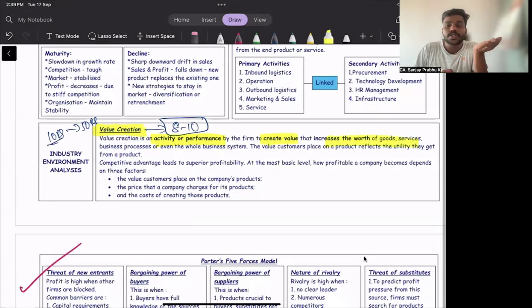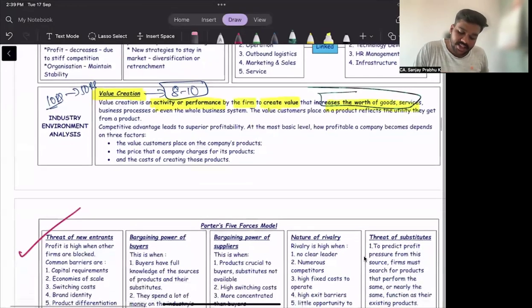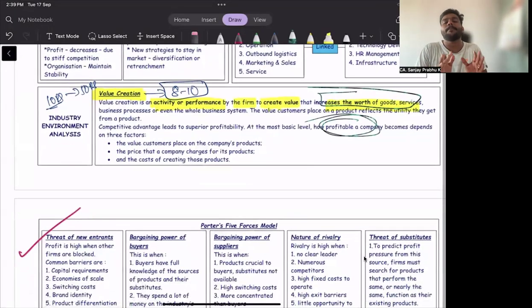See, this roasted corn, what is the price of it now? ₹50. So the activity or performance by the firm to create value which increases the worth of the good. Am I clear to you? Yes. Then there comes how profit of a company depends on 3 factors.